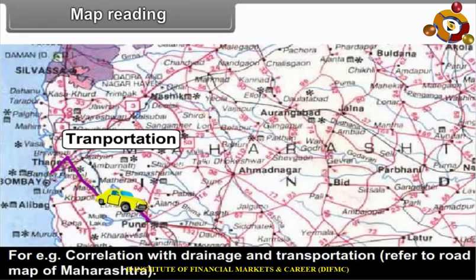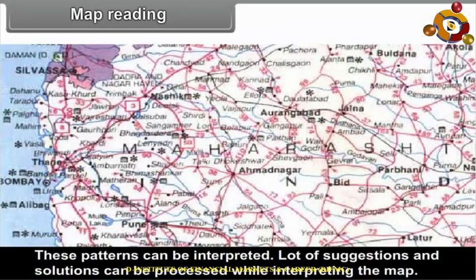Refer to the road map of Maharashtra. These patterns can be interpreted. Lots of suggestions and solutions can be processed while interpreting the map.